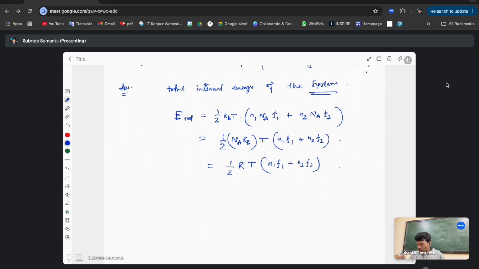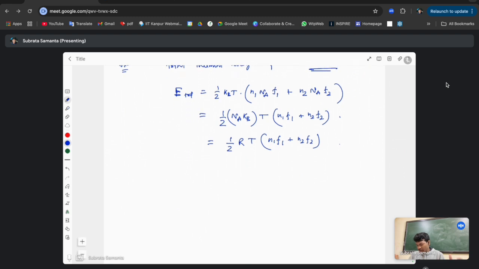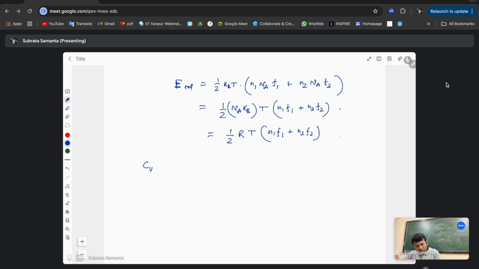Now I want to compute the specific heat of the mixture. You know what the Cv is, the specific heat at constant volume: del E total over del T at fixed volume V. So the specific heat of this mixture of gas is half times R (n1 F1 plus n2 F2), the derivative with respect to T where the volume is fixed.